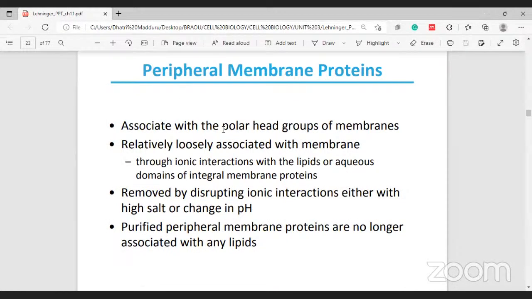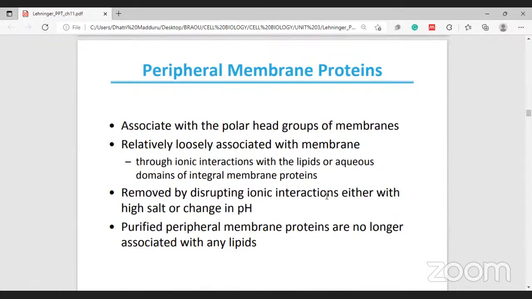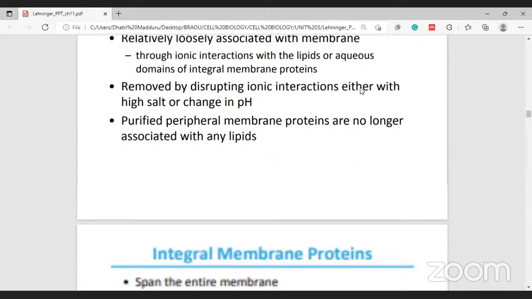So peripheral membrane proteins associate with the polar head groups of the membrane. To the polar head groups, these proteins will be linked. They are loosely associated with the membrane through ionic interactions, and they can be easily removed by disrupting ionic interactions, either by high salt or change in pH. And these purified peripheral membrane proteins are no longer associated with any lipids. So it is a very simple thing to remove the proteins.